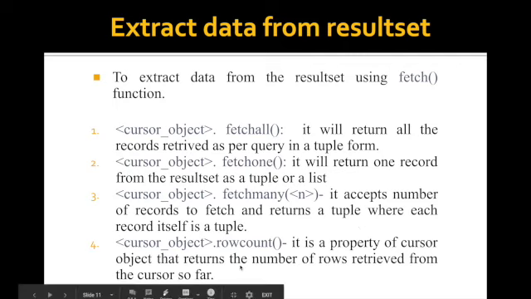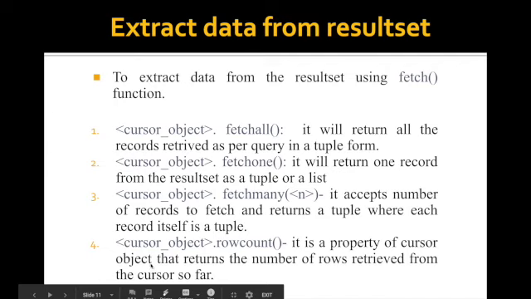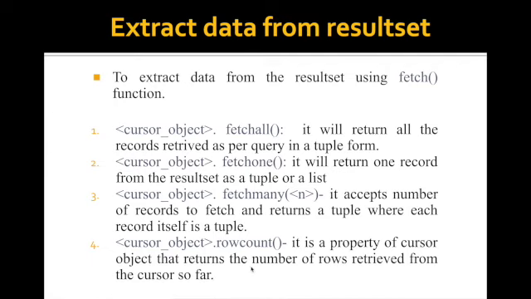Then rowcount. Rowcount is used to know how many records there are. Suppose in show databases 5 records are there, if you want to know how many are there, you can use rowcount. It is a property of the cursor object that returns the number of rows retrieved from the cursor so far. So this way we are extracting data from the result set using the fetch functions: fetchall, fetchone and fetchmany.